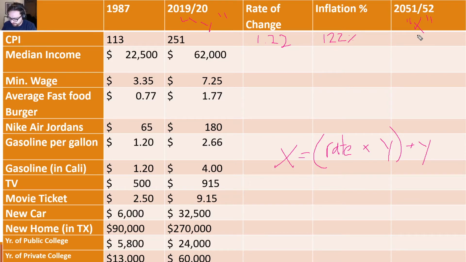I'm just taking the 1.22. I'm just going to stick with that simplified version of it. If you want to make it fancier, you can. Times 251 plus 251. And it gets me a CPI of some hilariously high number, which is 557.22. I'm just going to write it 557.